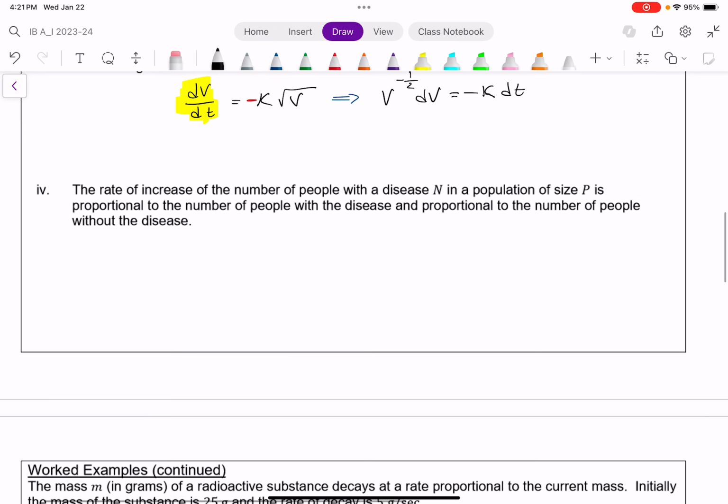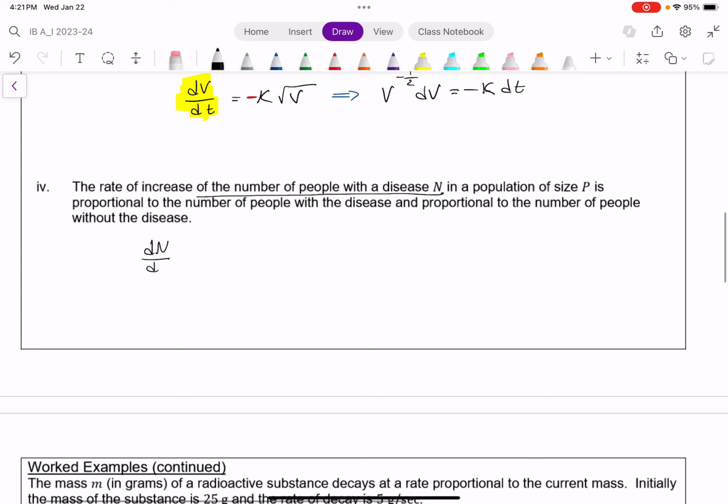All right, lastly, the rate of increase of the number of people with the disease N in a population of size P is proportional to the number of people with the disease and proportional to the number of people without the disease. Okay, what does that mean? Well, first, the rate of increase of the number of people with the disease, N, so that means we're looking at dN/dt, is proportional to the number of people with the disease, so it's proportional to K times N, and proportional to the number of people without the disease. So this is also being multiplied by another value, which is who doesn't have the disease, which in this case is going to be the whole population minus N. And so that there is our equation.